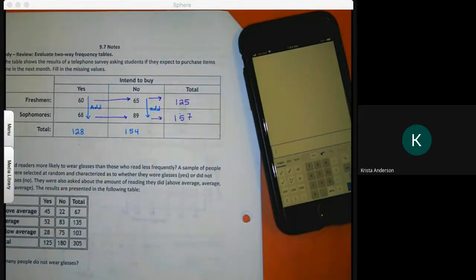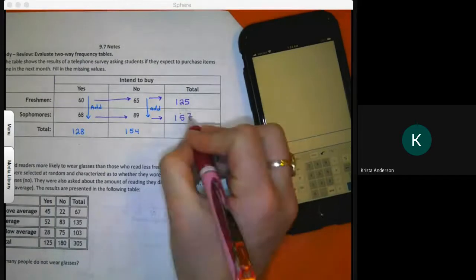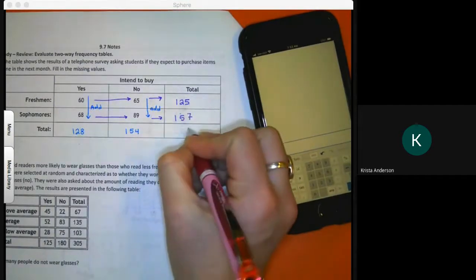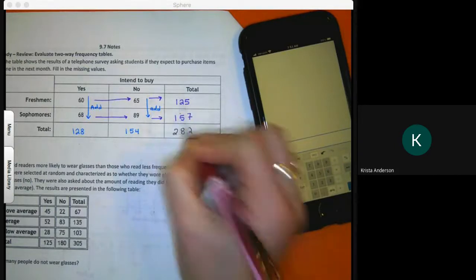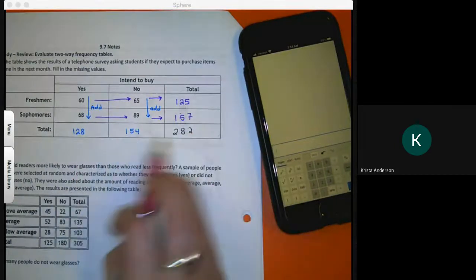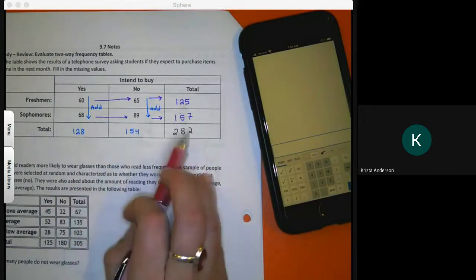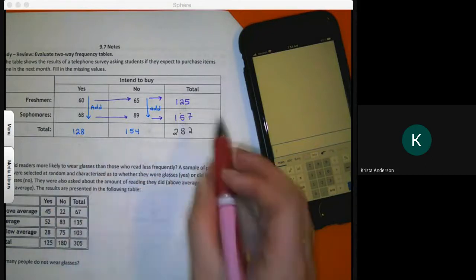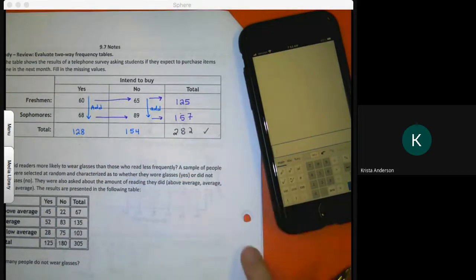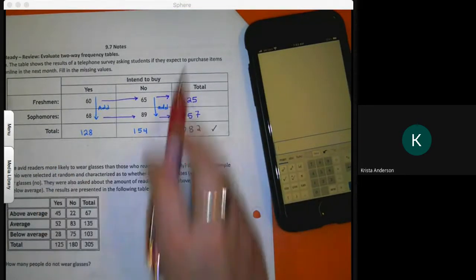And I'm going to double check my work. When I add these up for the total, 7, 8, 9, 10, 11, 12, 5, 6, 7, 8. Then I check and make sure I get the same answer adding this way for my total. 8, 9, 10, 11, 12 would make it 2, 5, 6, 7, 8, 1 and 1 make it 2. So I can check my work. It should match if I add it this way or this way.